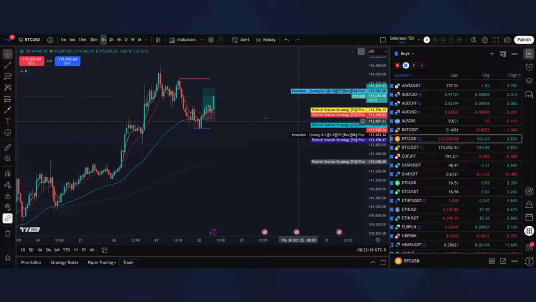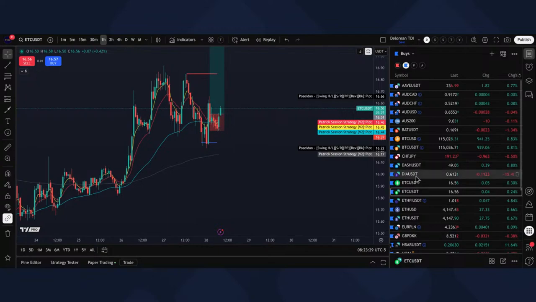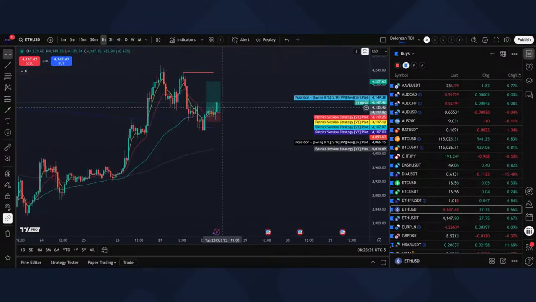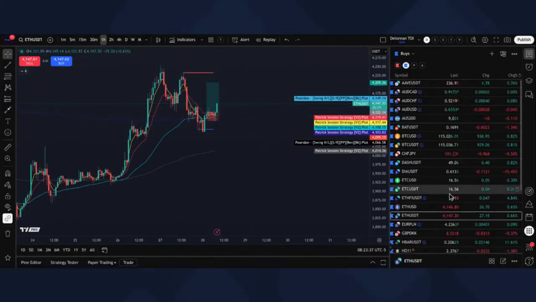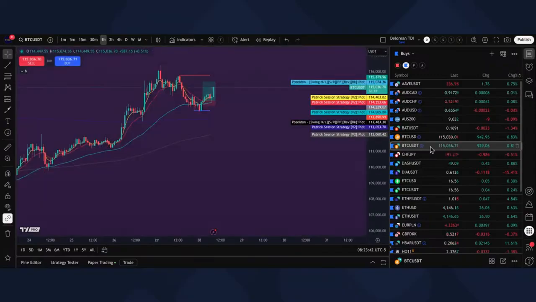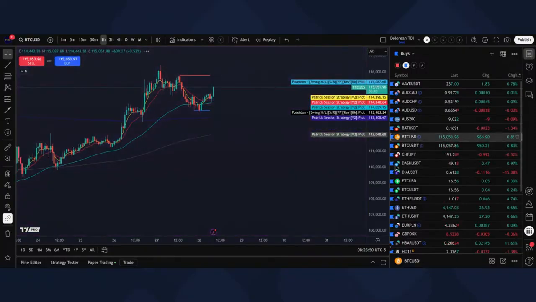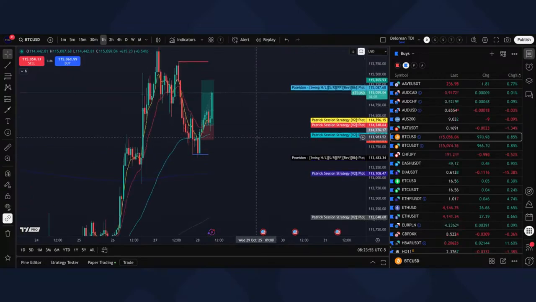So we have Bitcoin versus US dollar, the spot trade, that's up. We have Ethereum Classic, that's up. Ethereum Classic versus Tether, that's up. We have Ethereum versus US dollar, that's up. And we have Ethereum versus Tether, that's also up. But it looks like Bitcoin is going to hit first. Make this bigger so it's easier to see.